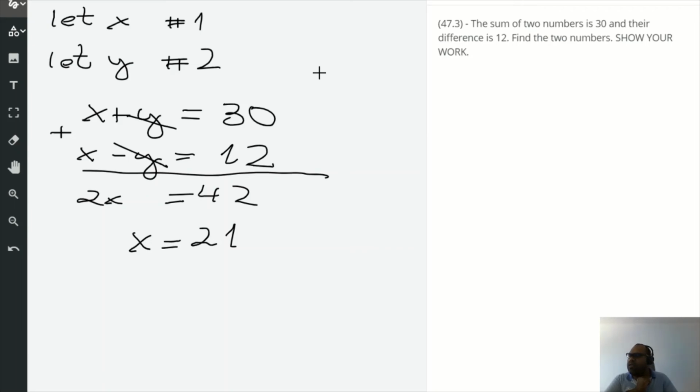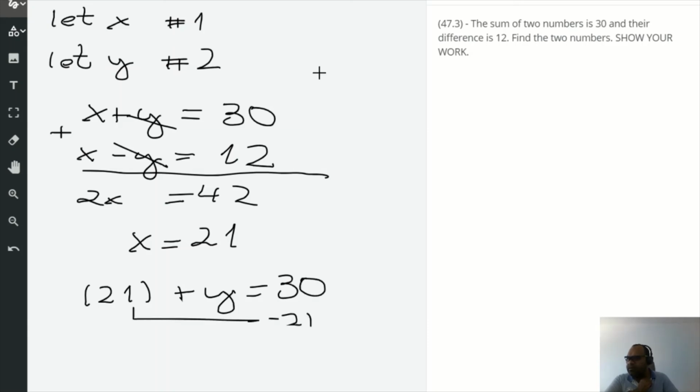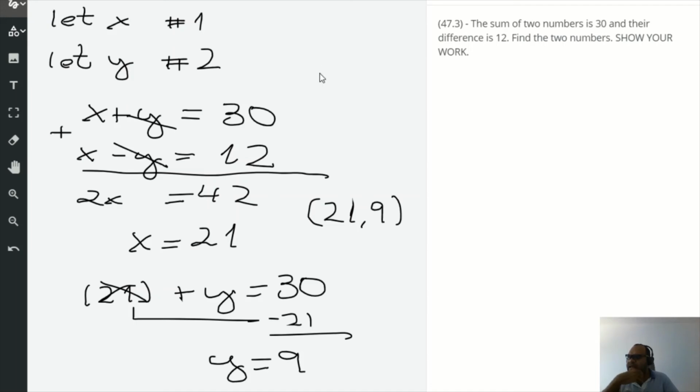Let's use this value in the first equation. Let's write here 21, in parentheses because it stands for x, plus y equals 30. Let's move 21 by the opposite, negative 21. Goodbye here, y equals 30 minus 21, y equals 9. Here's my ordered pair, guys. It is 21 and 9.